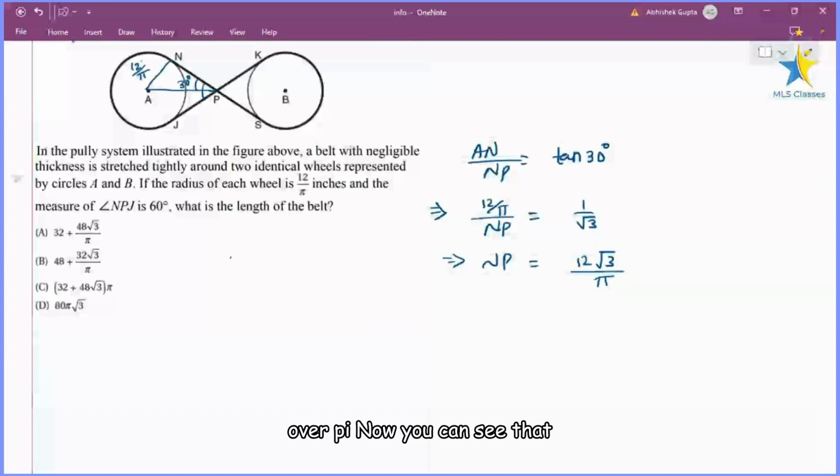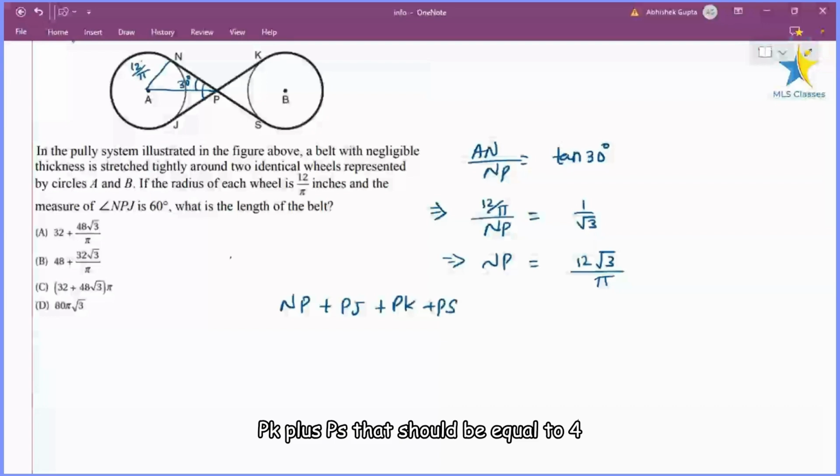Now you can see that since the two circles are identical, and we know that a pair of tangents from an external point are equal, that means NP, PJ, PK and PS all will be equal. So we can say NP plus PJ plus PK plus PS should be equal to 4 times this 12 root 3 over pi.